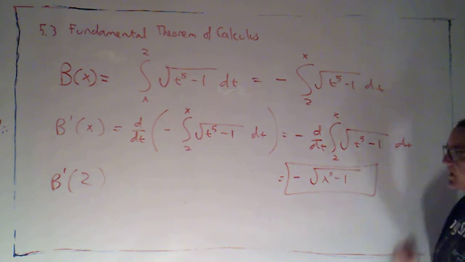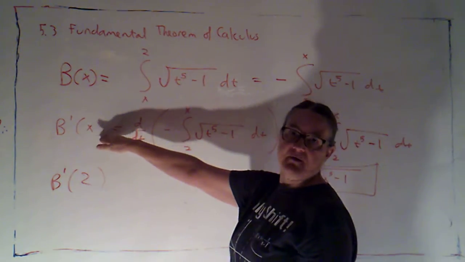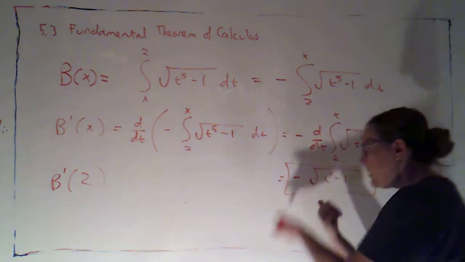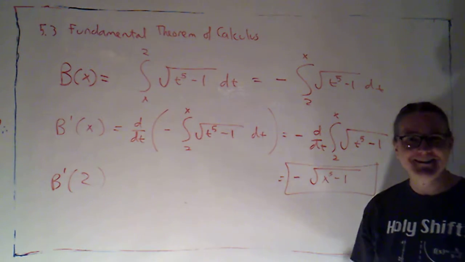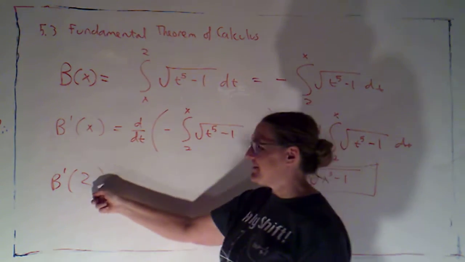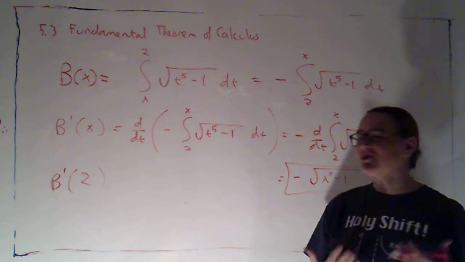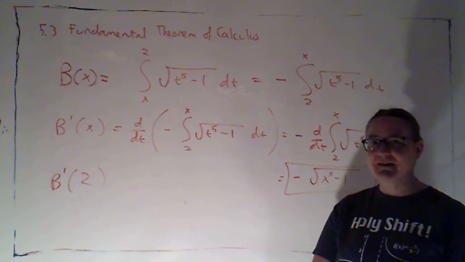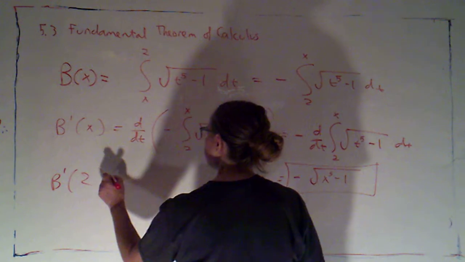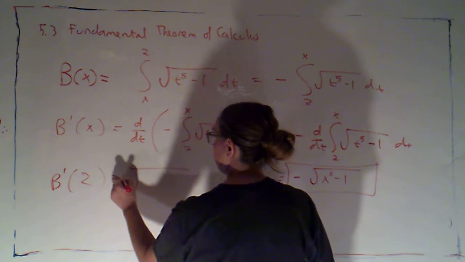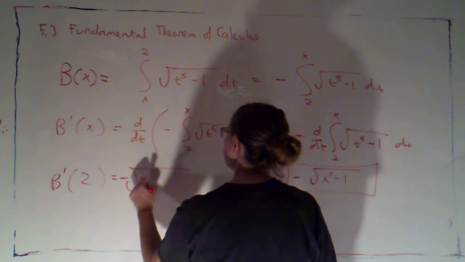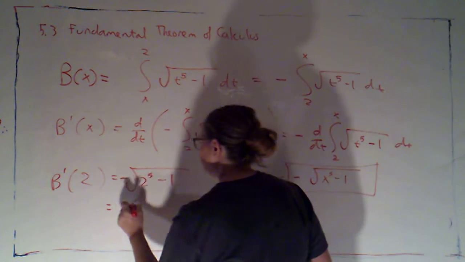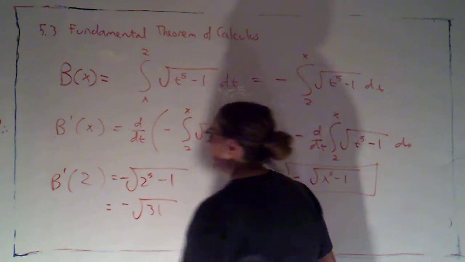Now here, I specifically asked for that formula. If I had only asked you to evaluate it at 2, I would have still done this work to find the formula. Because of course, evaluating a derivative at a point is always this 2-step process. Find me a formula, and then plug in the number. So b prime of 2 would simply be negative the square root of 2 to the 5th minus 1. 2 to the 5th is 32, so this would be negative the square root of 31.